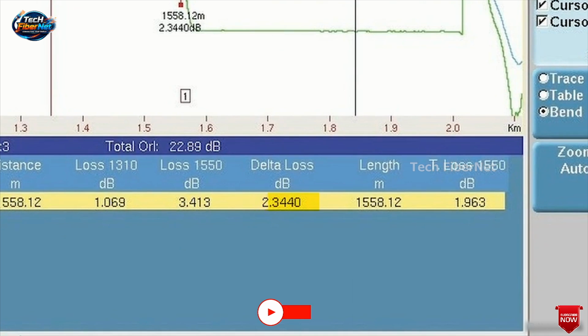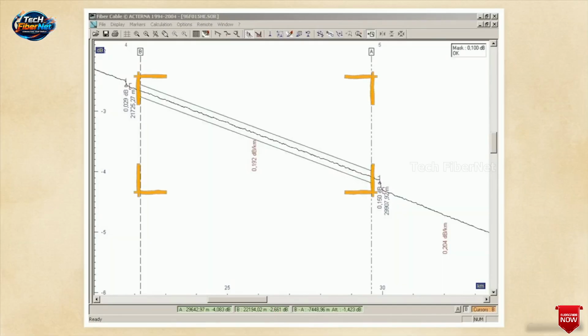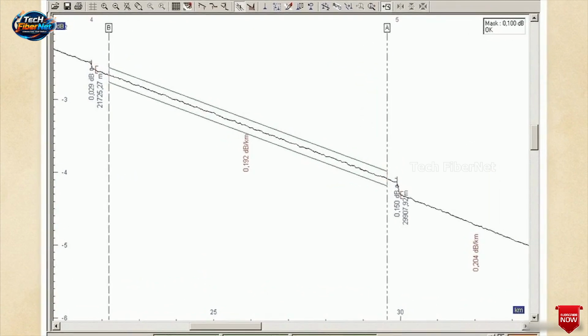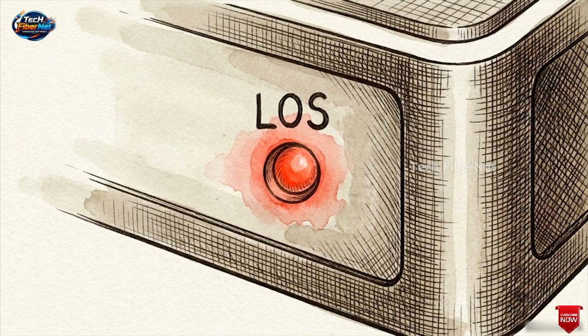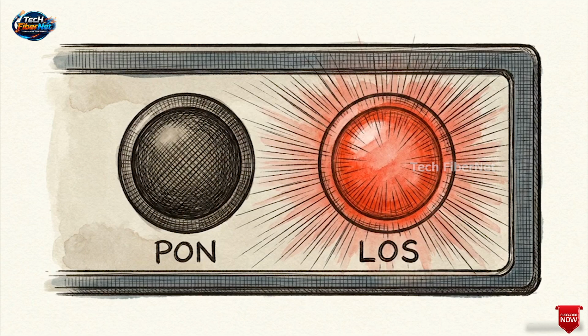This graph shows a fiber tension analysis mask over an OTDR trace. Technicians use this to find sections of fiber stretched tight over a long distance, which causes similar signal degradation without a single sharp kink. When the optical power drops below the minimum threshold, the loss of signal light turns on. It will blink red, and your PON light will go completely dark.